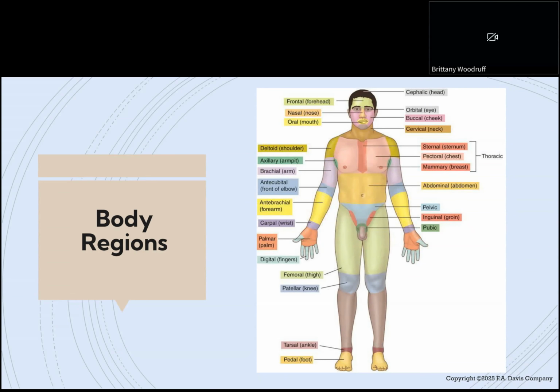Specifically, there's a different word for the back of your knee, okay? So the patellar region is the front of your knee specifically. Abdominal is pretty straightforward, right? Your abdominal region, so your abdomen region.